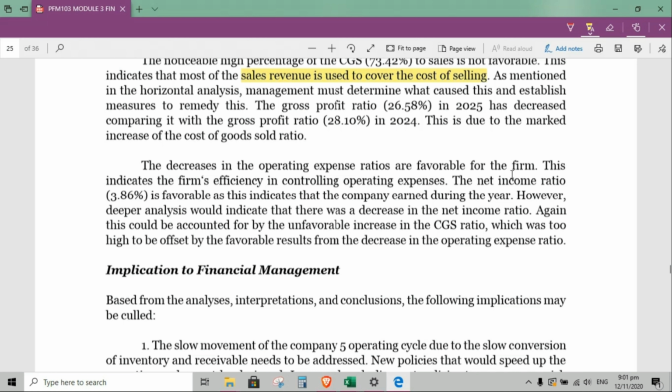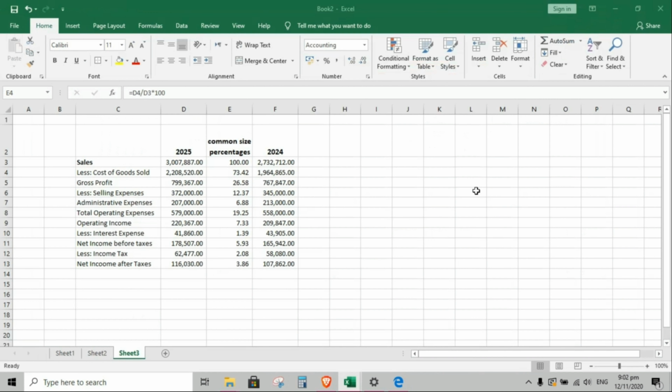So, kahit saan, pag mababa yung expenses, favorable. So this indicates the firm's efficiency in controlling operating expenses. So the net income ratio, which is 3.86%, is favorable as this indicates that the company earned during the year. So although mataas yung kanilang cost of goods sold, bumawi naman sila doon sa expenses.